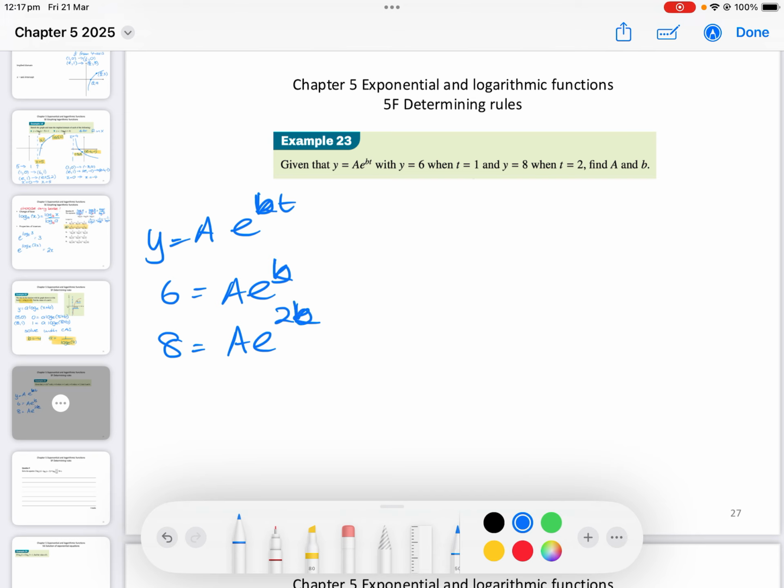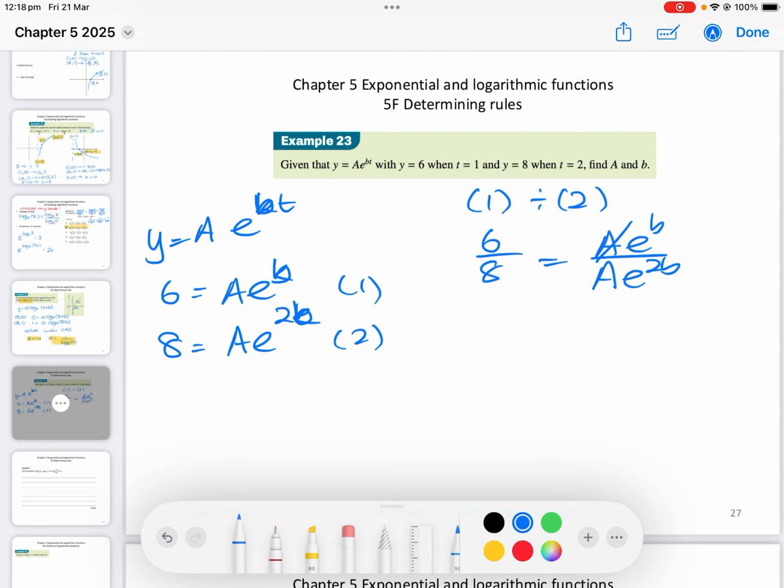It's still 2 simultaneous equations, but we can't add them or subtract them. It's even a bit tricky to substitute them. I'm just thinking, what strategies could I use? I could rearrange to get a equals, but I don't know. I reckon I might just do 1 divided by 2. And then I would have 6 over 8 equals a e to the b over a e to the 2b.